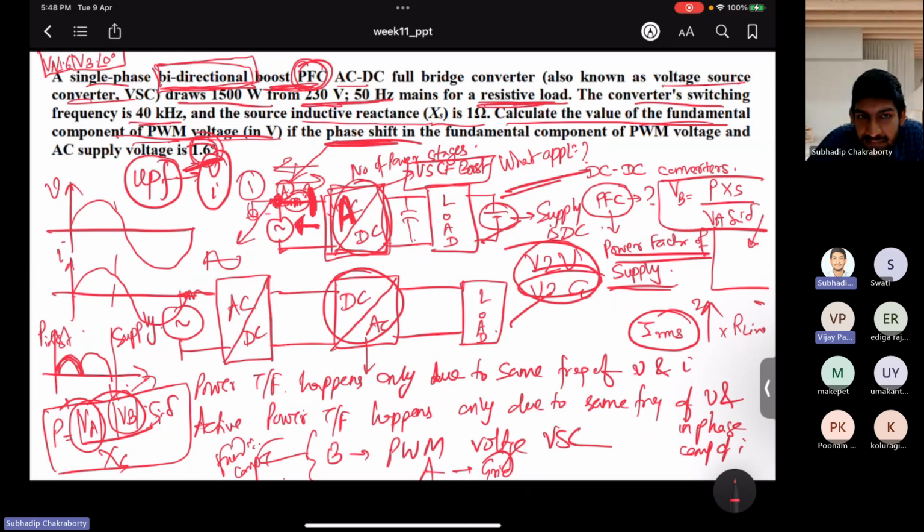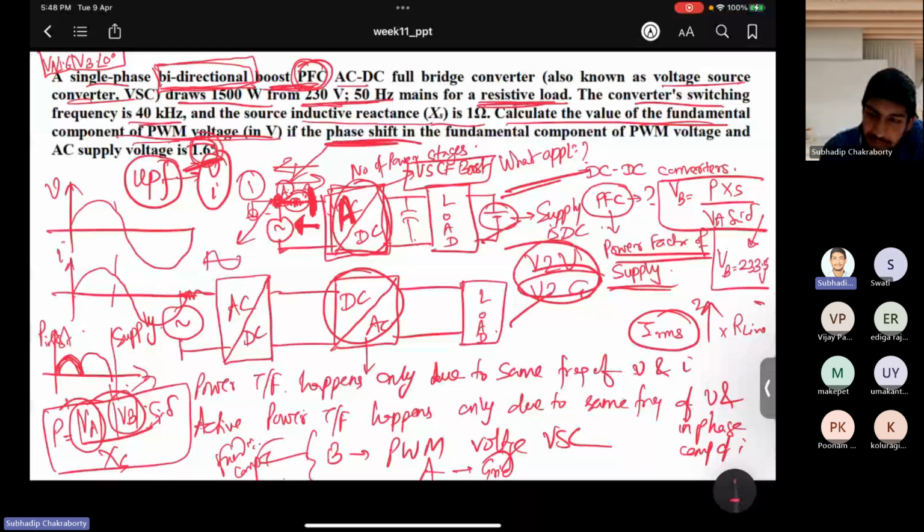So 233.5. Correct. So this is the answer, 233.5. I hope the slides are lagging. Yes, now it is visible. 2 volts. So this way you can solve the questions, right?